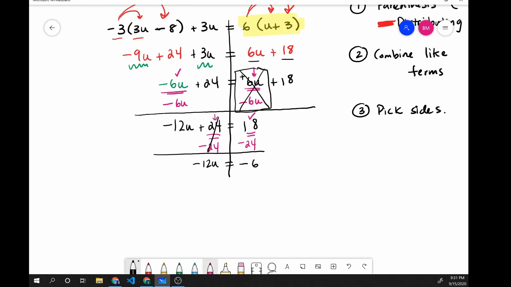Okay. And last but not least, I'm going to divide both sides by the number next to the variable. Divided by negative 12, divided by negative 12. And this you can type in the calculator or simplify it yourself. And a negative divided by a negative is a positive, so we have a positive 6/12. That simplifies to 1/2. There you go.